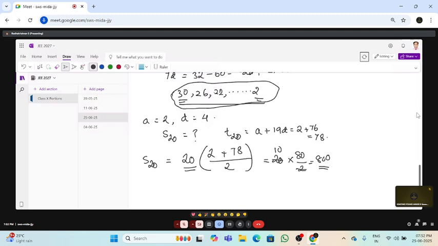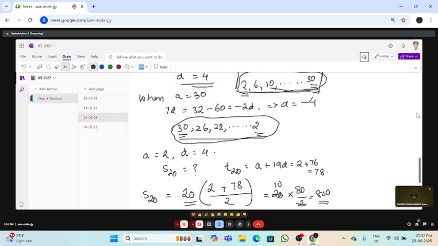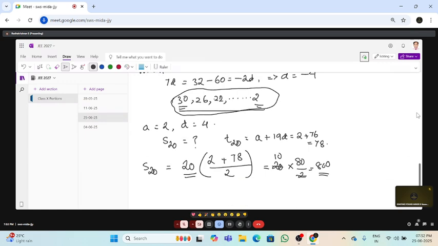If you had used the other series, 30 to 2, then it will get into negative. The answer will be different.